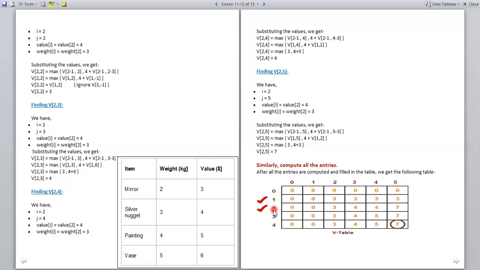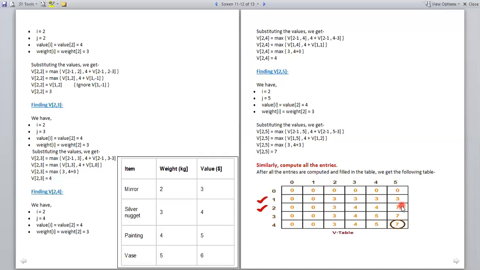The value of item 2 is 4, and here the value is 7. So now we subtract 4 from 7, and the remaining value is 3. We choose item 2, that's why we tick item 2. The value of item 2 is 4. Next we subtract 7 by 4, and the remaining value is 3.